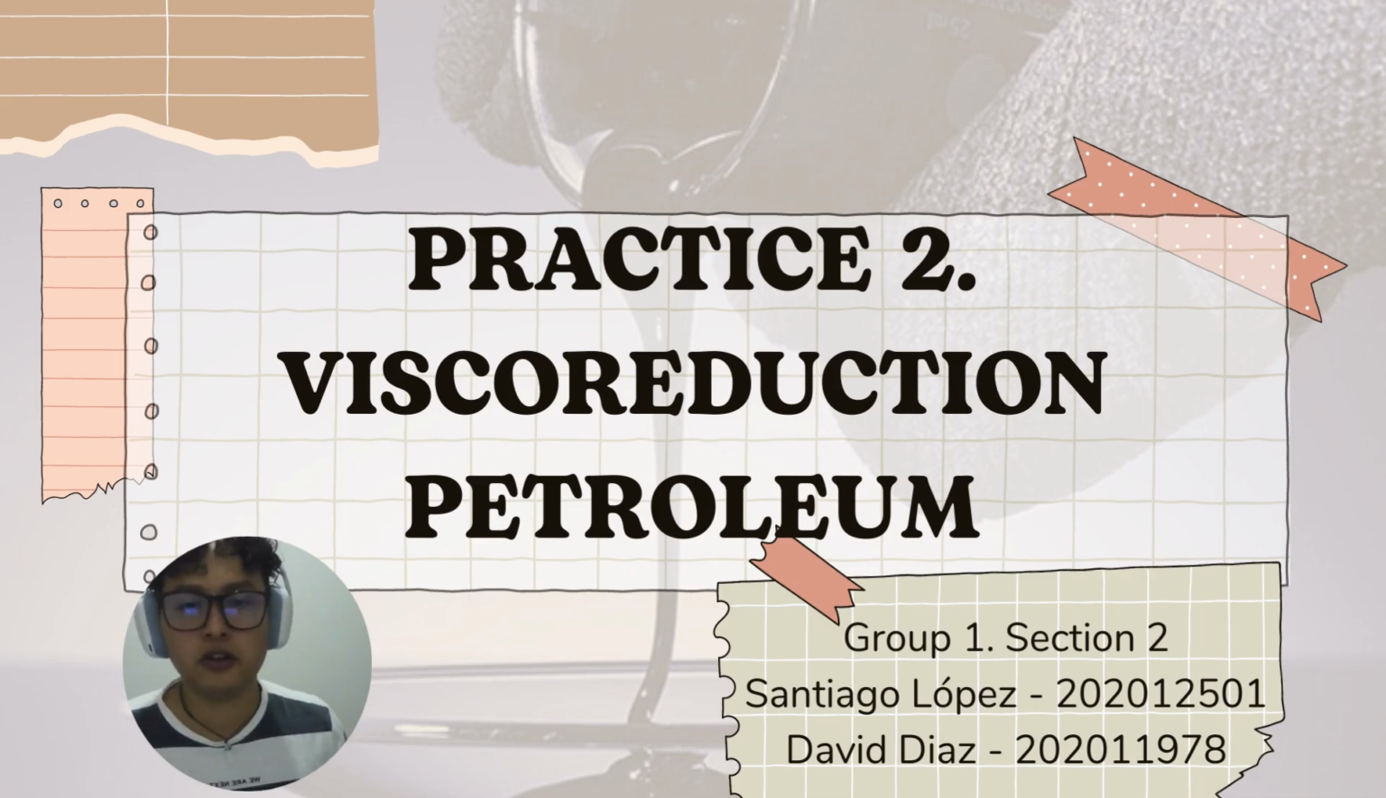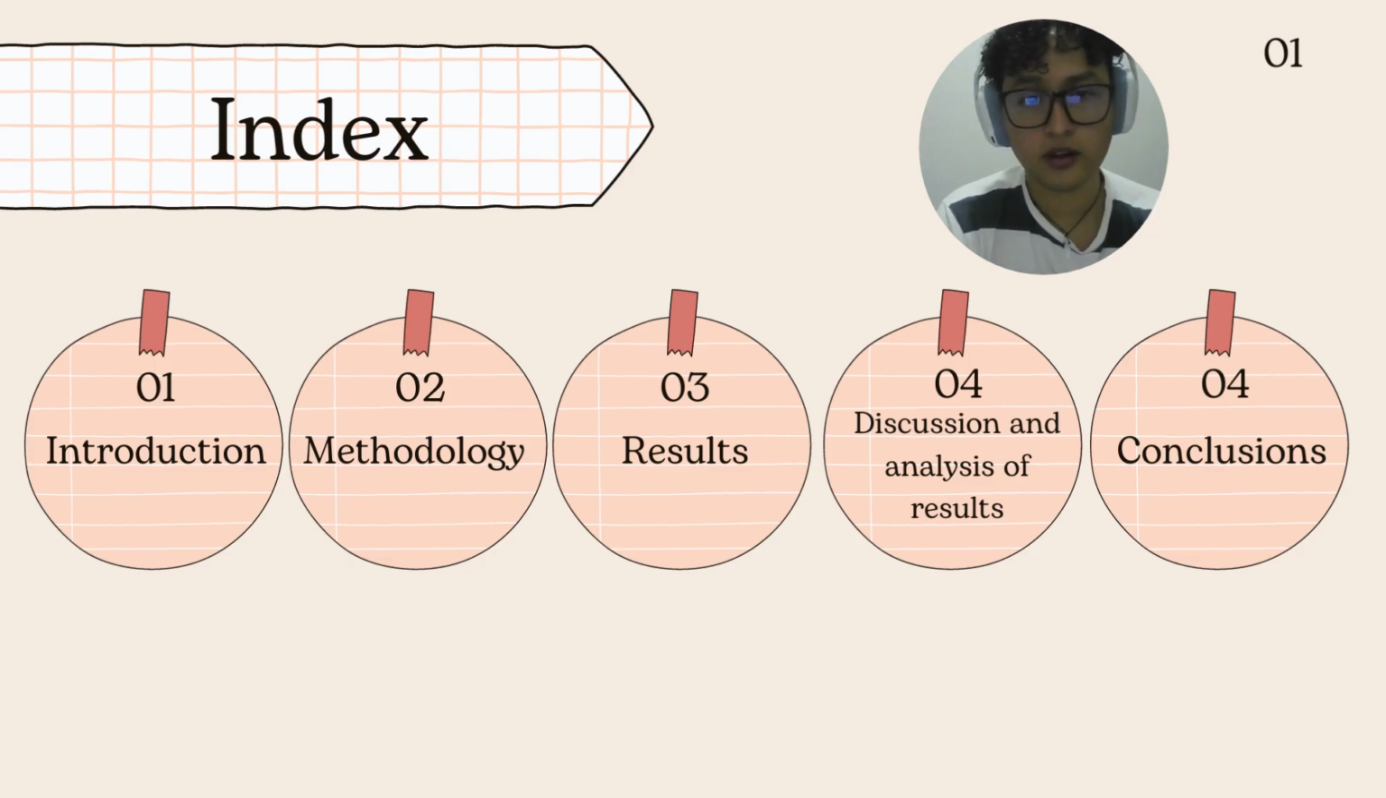We are going to talk about practice two, viscosity reduction of petroleum. Here we can see the sequence that we will follow in this practice. First of all, I will talk to you about the introduction, what we will make in this practice, and why. After that, David is going to talk to you about the methodology. Then I will show you the results. We are going to discuss and analyze the results. And finally, we will make a conclusion about this practice.